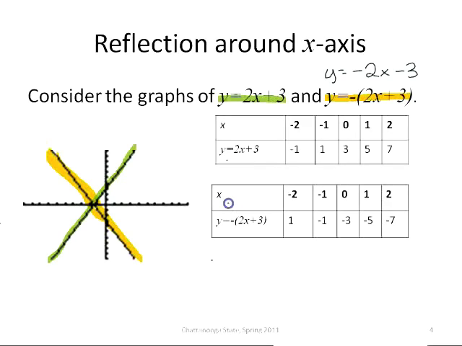And look at these tables. Here, what changes isn't the sign of the x, but rather the sign of the y coordinate. Notice that in each ordered pair, the only thing that's different is the sign of the y coordinate.